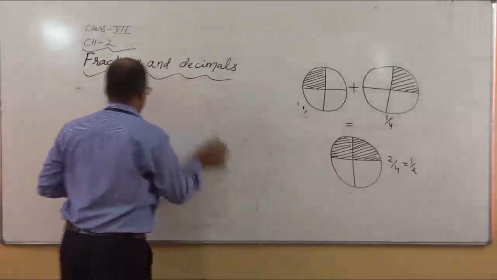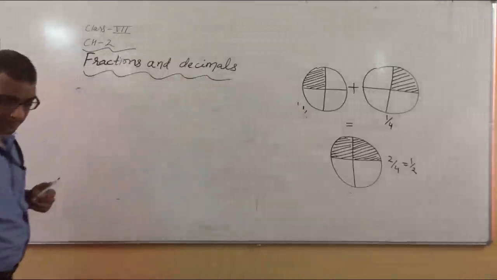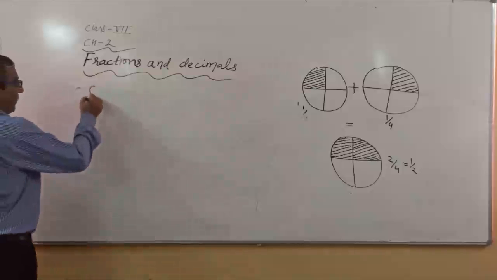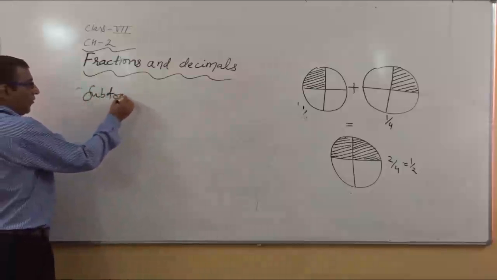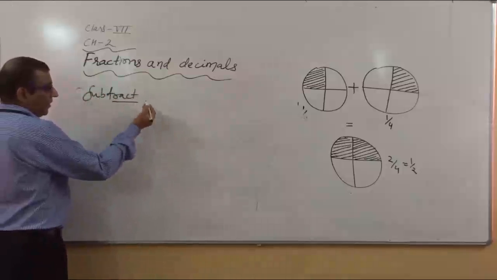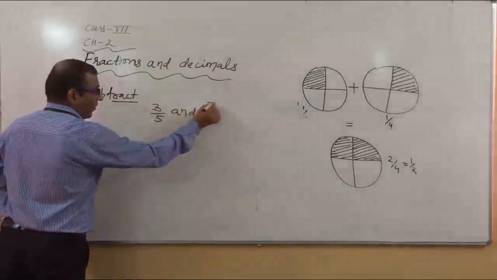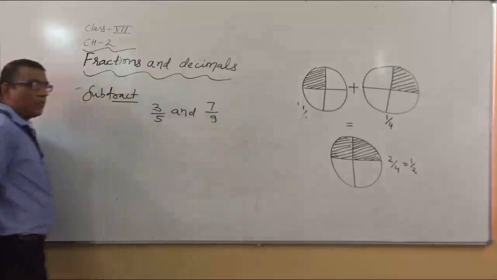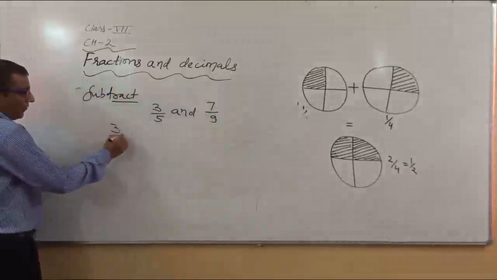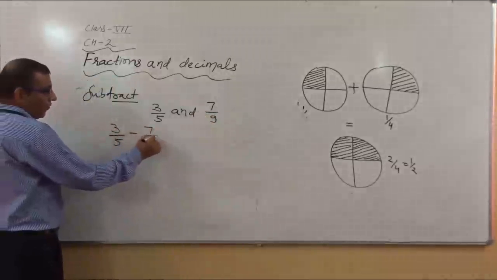So I am taking 2 fractions. For example, if we go with subtraction, then how will we solve it? We will take 2 fractions, 3 upon 5 and 7 upon 9. So how will we solve it? First we will write 3 upon 5 minus 7 upon 9.